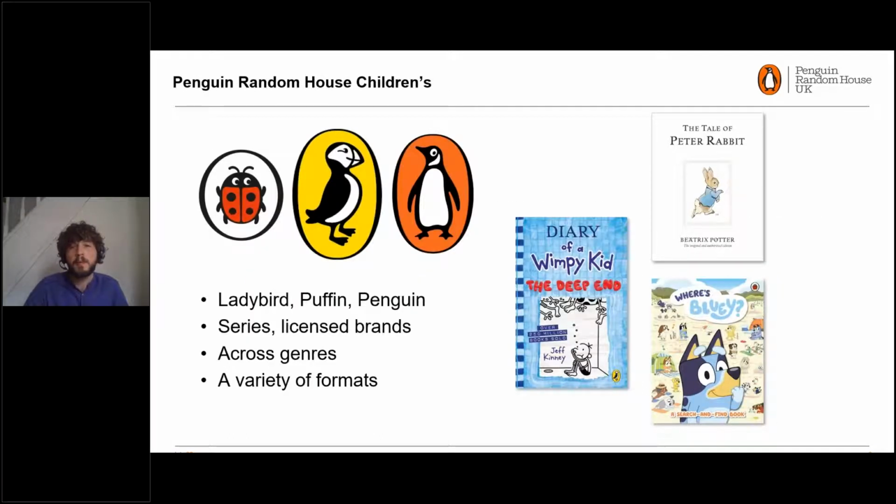Now, a bit more about Penguin Random House Children's. So the division is home to the 3 main customer-facing imprints, Ladybird, Puffin, and Penguin, and we continue to publish a catalogue that includes Random House Children's imprints such as Red Fox. Penguin Random House Children's is the home of many well-known series and brands, including Beatrix Potter, Spot, Diary of a Wimpy Kid, Bluey, and many more.